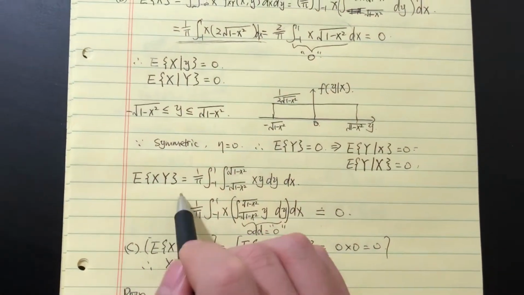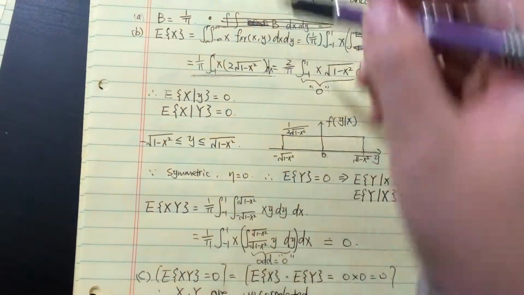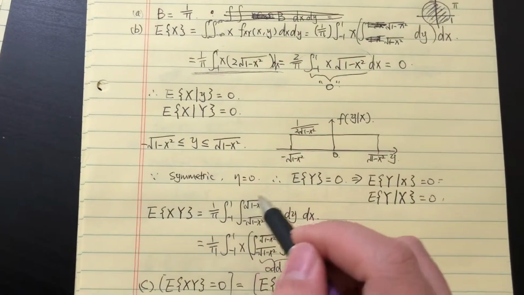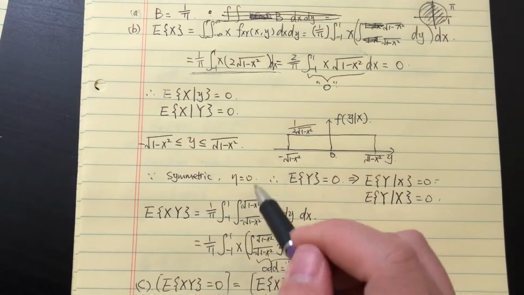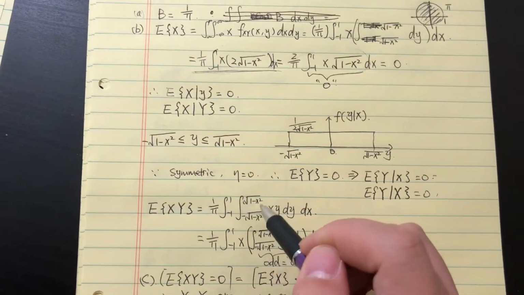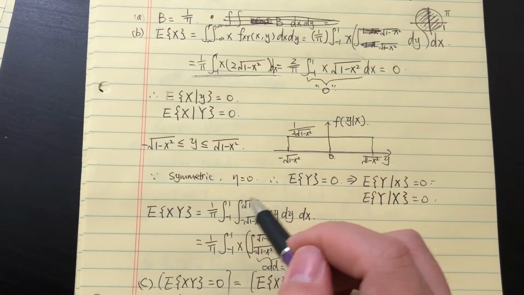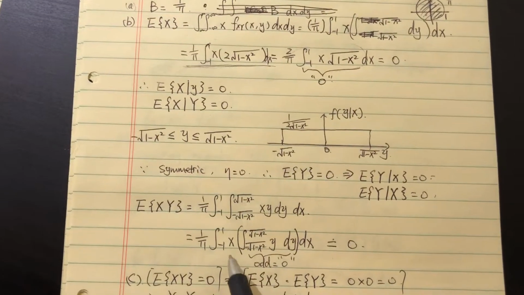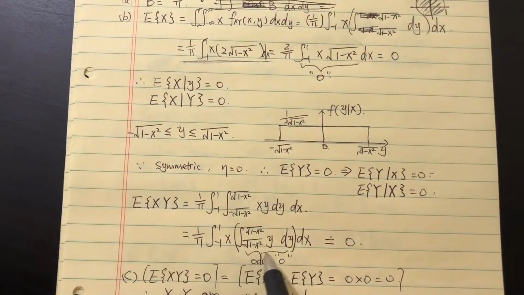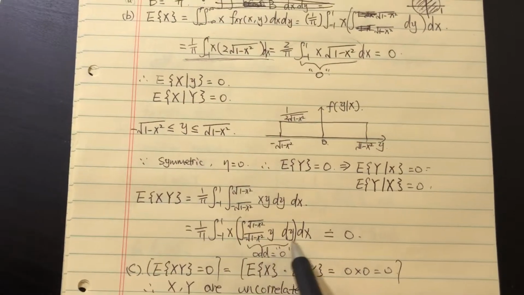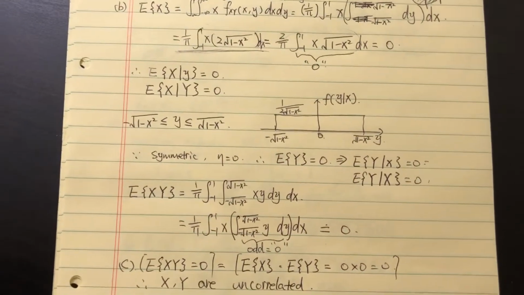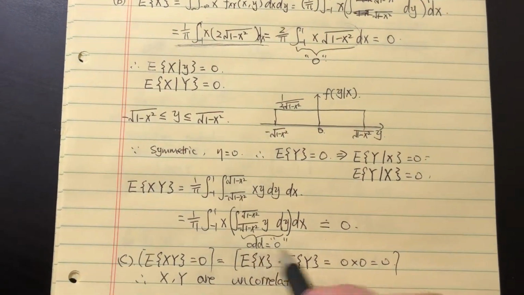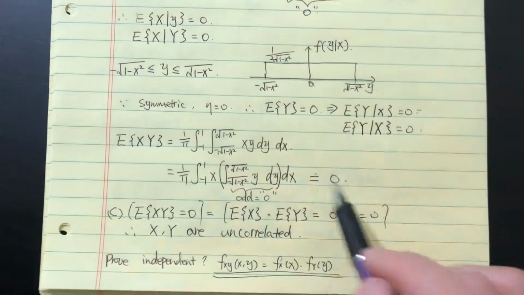And E[XY] is equal to 1 over pi, which is b, times the integral over the range of x from minus 1 to 1 and the range of y from minus square root of 1 minus x squared to square root of 1 minus x squared, of xy dy dx. And because the integration of y is going to be 0 due to odd functions, E[XY] is equal to 0.